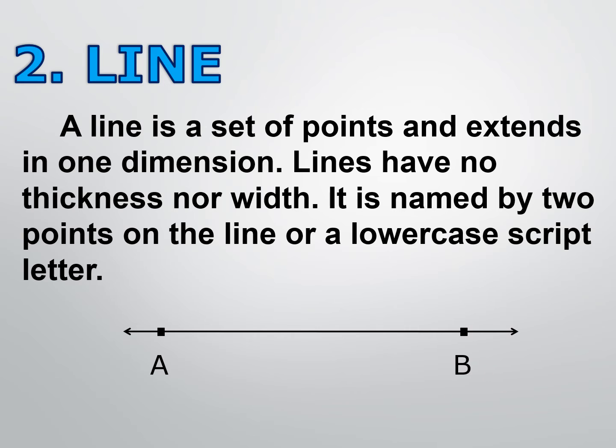So we have 2 points here, and this is named as line AB or line BA or line M. So this line is named using three ways. We have line AB, line BA, or line M. That M is a lowercase script letter.